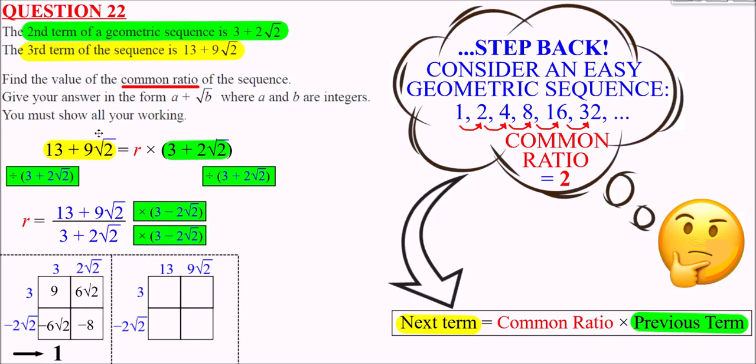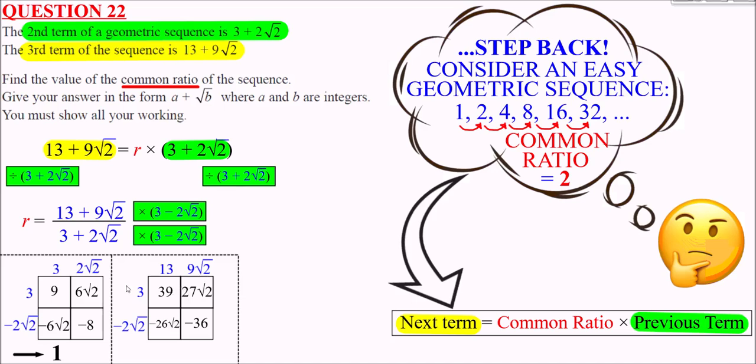So this value first. 3 times 13 gives 39. 3 times 9 root 2 gives 27 root 2. 13 multiplied by minus 2 root 2 gives negative 26 root 2s. And finally 9 root 2 times minus 2 root 2. 9 multiplied by minus 2 is minus 18. Root 2 times itself is just 2. So that's going to give me minus 18 multiplied by 2, which is minus 36.